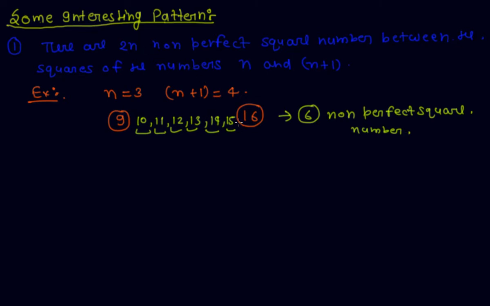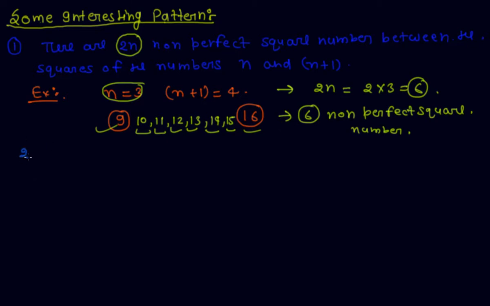So if I apply the formula, there are 2n non-perfect square numbers, where n is the smaller number. So n is 3. If I directly apply the formula, 2n with n equal to 3, 2 into 3 is equal to 6. So there are 6 non-perfect square numbers between 9 and 16. So if you want to find the number of non-perfect square numbers between any two perfect squares, then apply this formula.